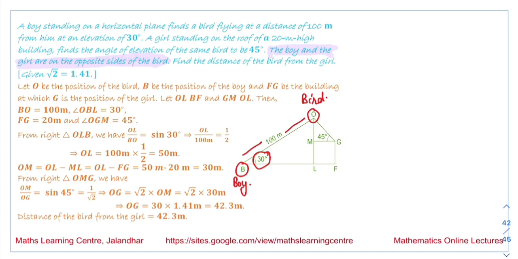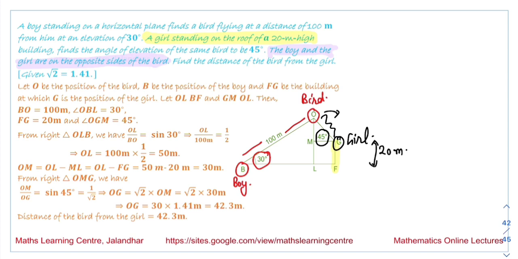The second thing given to us is that the girl is standing on a roof that is 20 meters high. Suppose this is the building where the girl is standing. This is the position of the girl, on the opposite side of the bird from the boy. The angle of elevation over here is 45 degrees, and the height at which the girl is standing is 20 meters. Now we have to find this length OG.